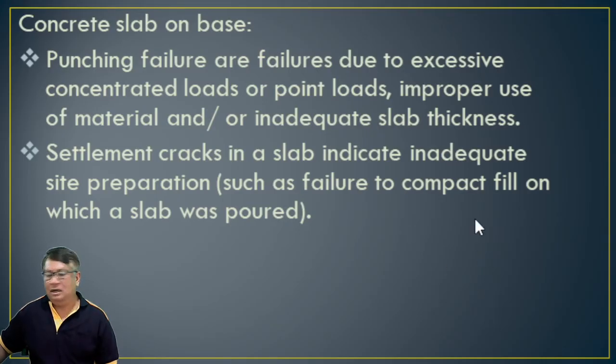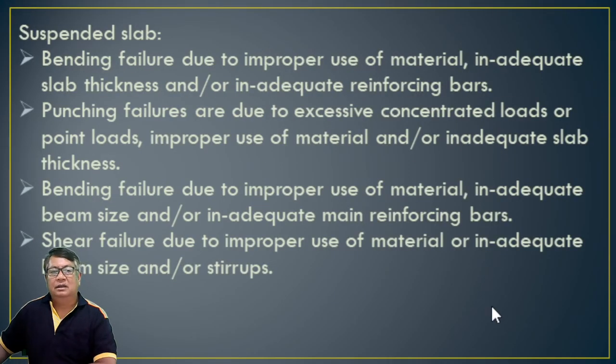So that is why the contractor must use a vibrator, so that the concrete slabs will be totally and evenly filled up. They use these vibrators in pouring. So we have also this suspended slab. Bending failure is due to improper use of material, inadequate slab thickness, and or inadequate reinforcing rebars. Okay, so punching failures are due to excessive concentrated loads or point loads.